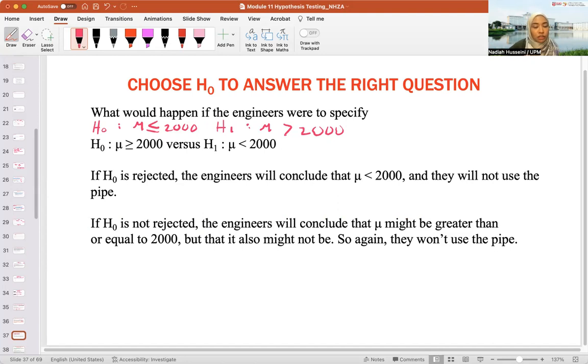So now, what if we change the null hypothesis to be greater than or equal to 2000? Is it going to be wrong? Not necessarily. Depends on your objective. And H1 is mu less than 2000. So how do you know that the mu is less than 2000? It has to be the opposite of null. Okay, so if the null is rejected, let's look at this guy over here.